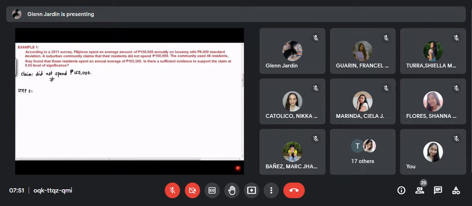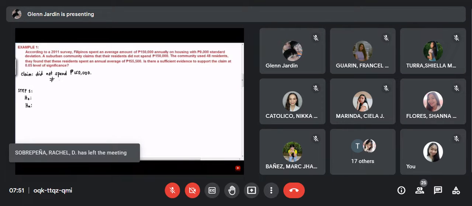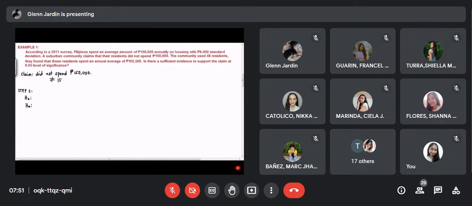Okay? So, ang step 1 in the hypothesis testing in one sample z-test or t-test is to construct the null, which is H0, and then the alternative hypothesis. So, dalawa lang yan. Okay? So, si H0 at saka si Ha, ko-construct nyo, yan yung first step. Okay? So, sabi dito sa claim, did not spend 150,000. So, pagka mathematical symbol natin yan, ang magiging symbol nitong did not is not equal. So, not equal 150,000. Okay? So, kapag not equal, ang inyong claim, ilalagay nyo siya dito sa Ha.